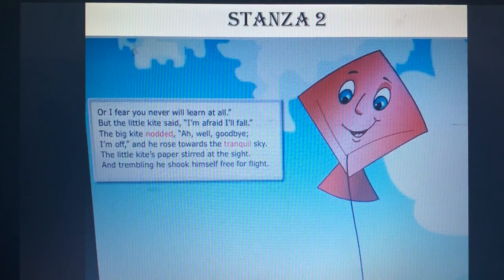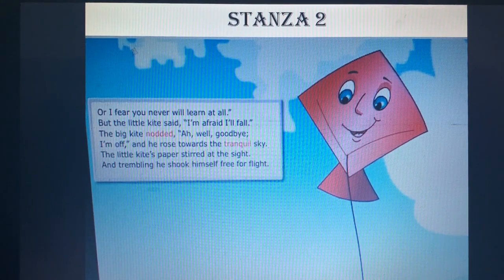But the little kite said, तो छोटी वाली पतंग ने क्या बोला, I'm afraid I will fall. This is the contraction, I'm is I am afraid, I'll is I will fall. नहीं, तो लिटल काइट ने बोला, लेकिन मैं तो गिर जाऊंगी. The big kite nodded, तो बड़ी वाली पतंग ने अपना सर ऐसे ऐसे नोट किया. Well, good-bye, सो द बिग काइट ने तो उसको बाय बाय बोल दिया, तो स्काई में ऊपर चली गई.